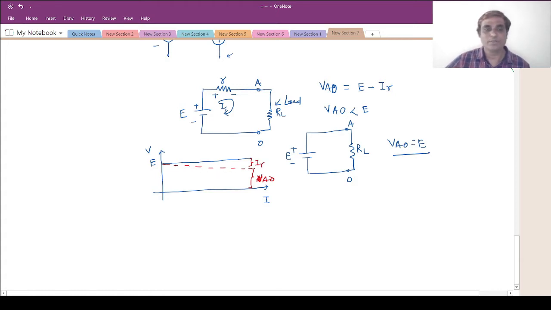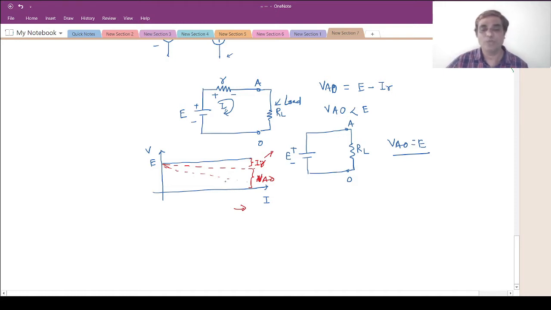But if you look at this ideal voltage source, you will get a fixed amount of E, whatever the current may be. But it is not true for the practical voltage source. There will be some drop. This is I into R, so you can see that if the value of R is more, then this drop will be more, and the output voltage obtained from the battery will be very less, which is not good.